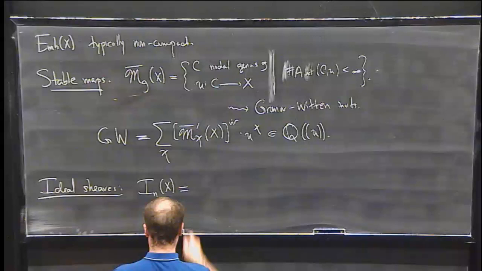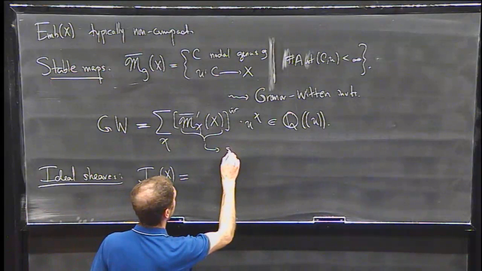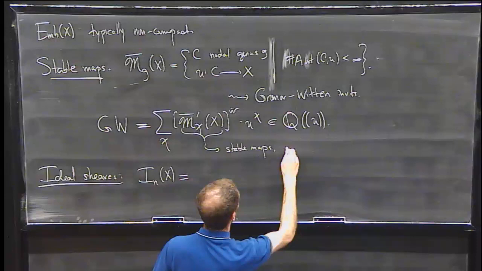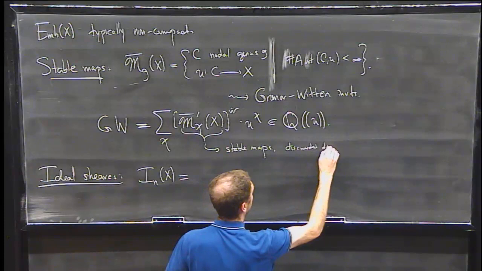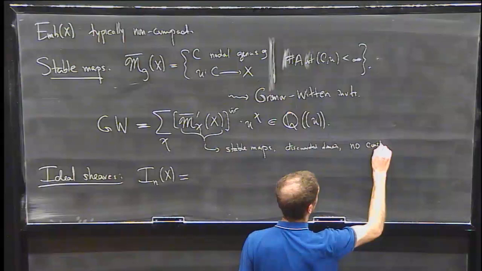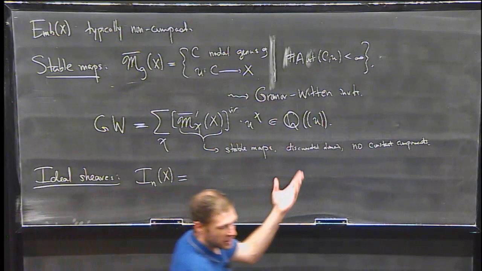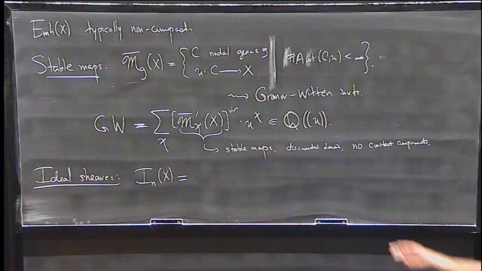Let's see. So this would be this moduli space of stable maps, except we allow disconnected domain. So it doesn't really make sense to talk about genus. I'm just talking about Euler characteristic. And no constant components. Whether you include constants or not doesn't really change the information. You could recover one count from the other, but for the purposes of having a nice generating function with nice properties, this is what you want to impose.